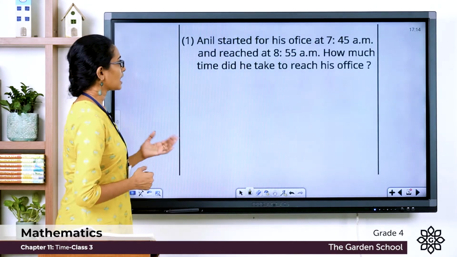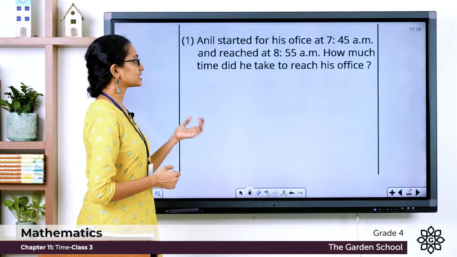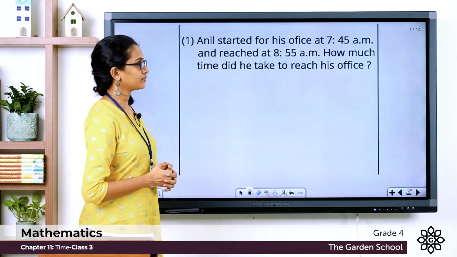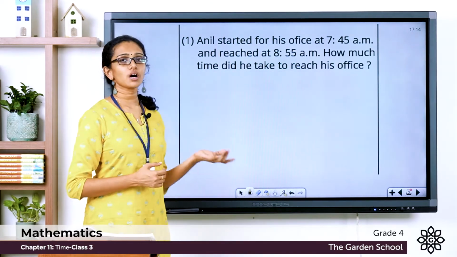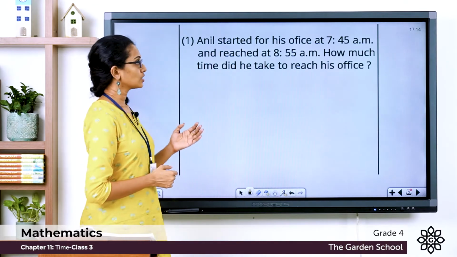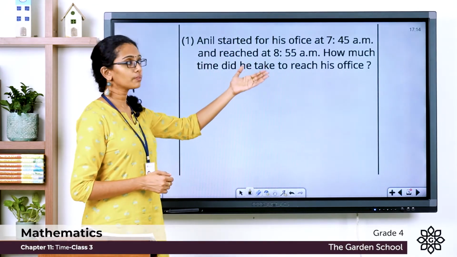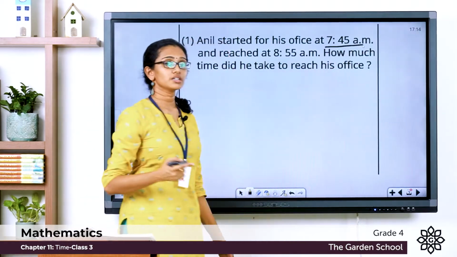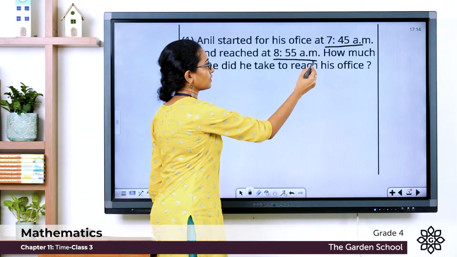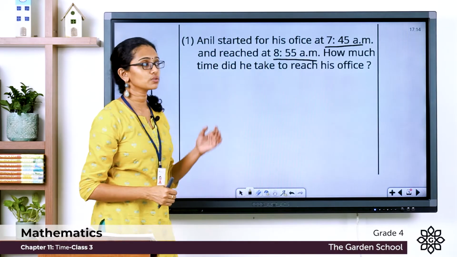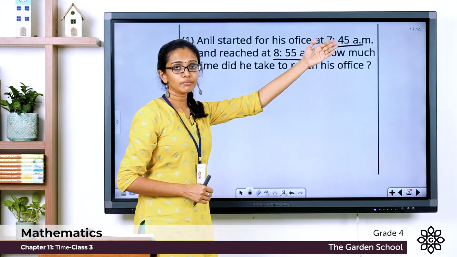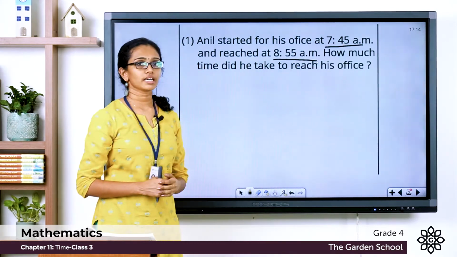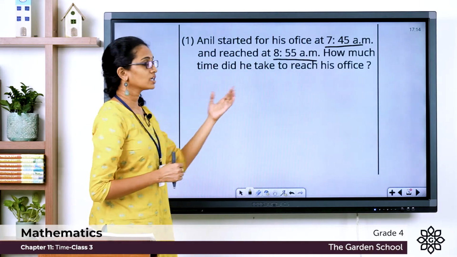The first one: Anil started for his office at 7:45 a.m. and reached at 8:55 a.m. How much time did he take to reach his office? So what is given in the question? The time he started from home is given as 7:45 a.m., and the time he reached the office is 8:55 a.m. So we have a starting time and a reaching time. Just subtract the starting time from the reaching time to find out the duration of his travel.